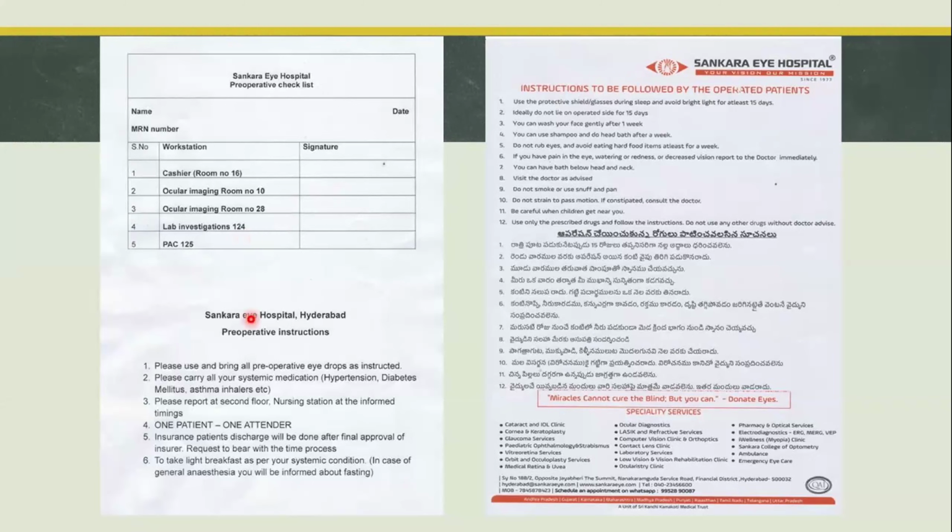The sheet below has pre-operative instructions that we give in written format to the patient. The patient is supposed to use all the pre-operative eye drops as indicated, and carry all their systemic medications, any they are using for hypertension, BP, or asthma. They are supposed to report directly at the nursing station, one patient and one attender.